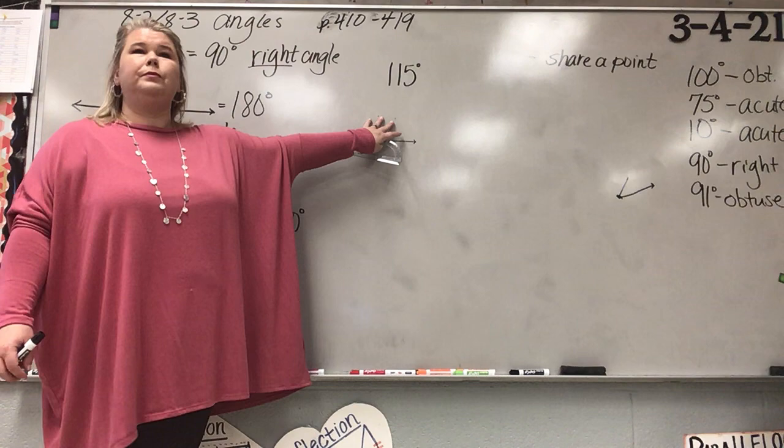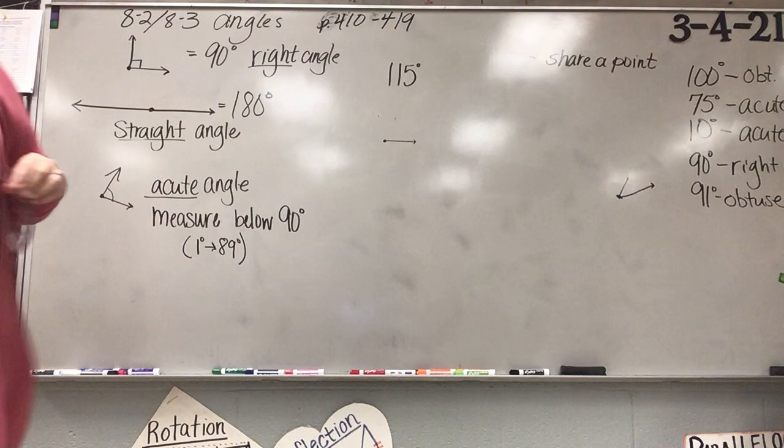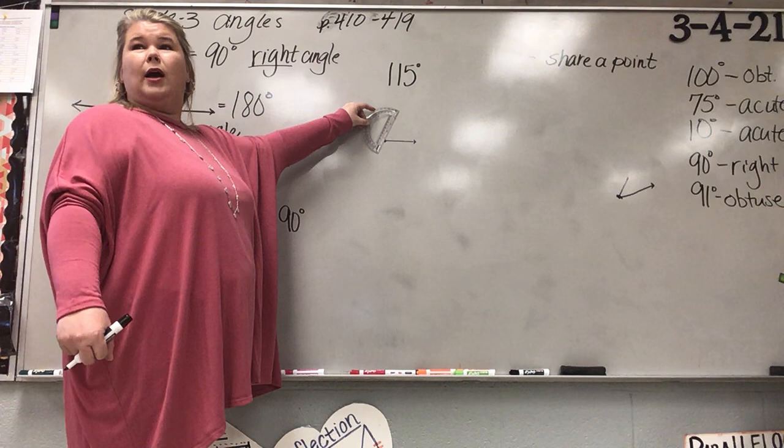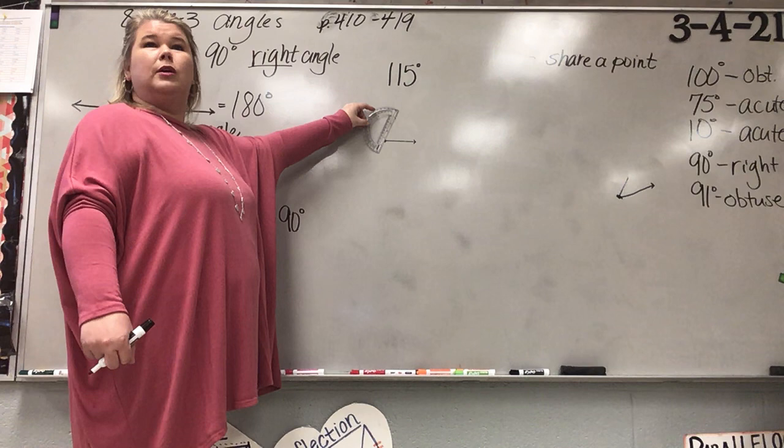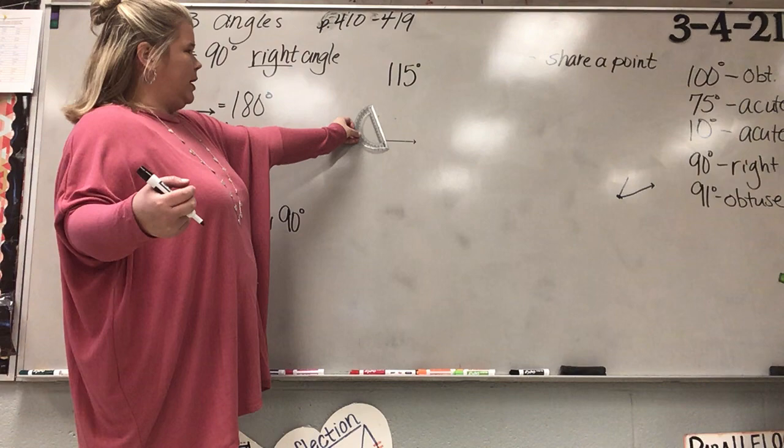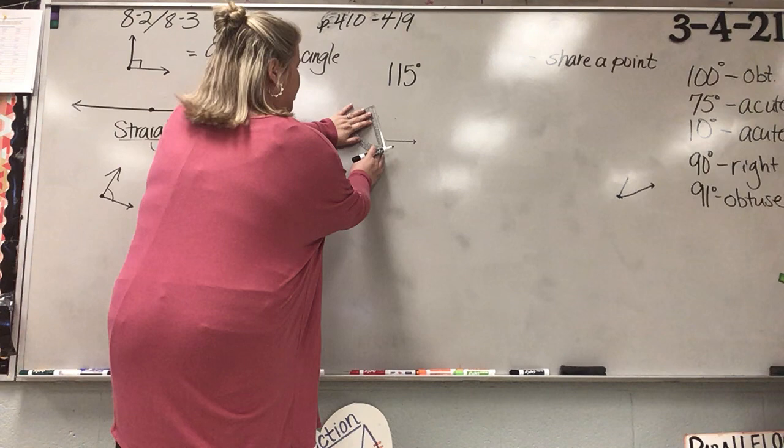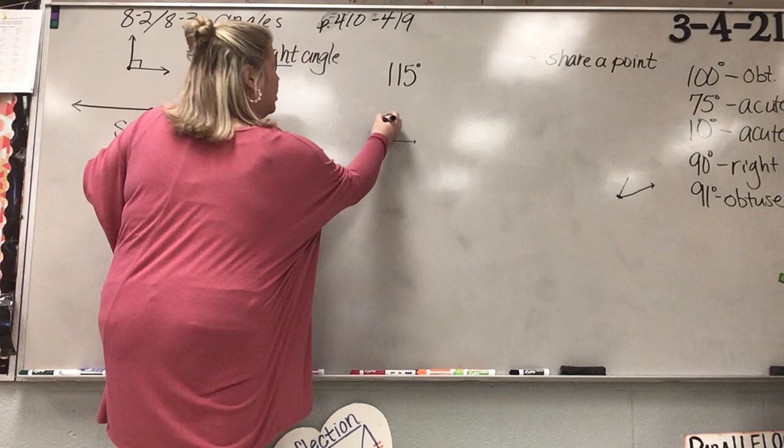I marked both of the 115s on here. Well, if I go to the first one, is that going to be an obtuse angle? No, that's not going to be obtuse. So that one is not going to cut it. Would that be an obtuse angle? Yes. So that's the one I'm going to lay my protractor down. Of course, it's harder on the board because it's erasing. And I'm going to make another ray.